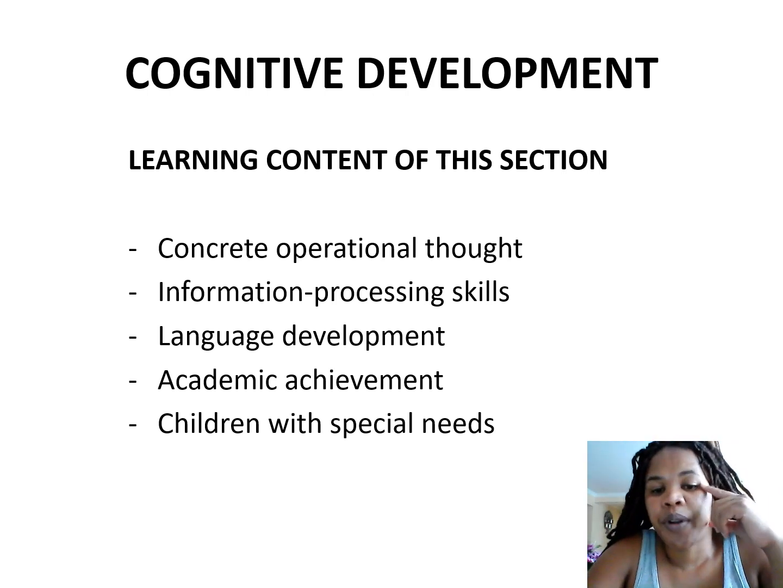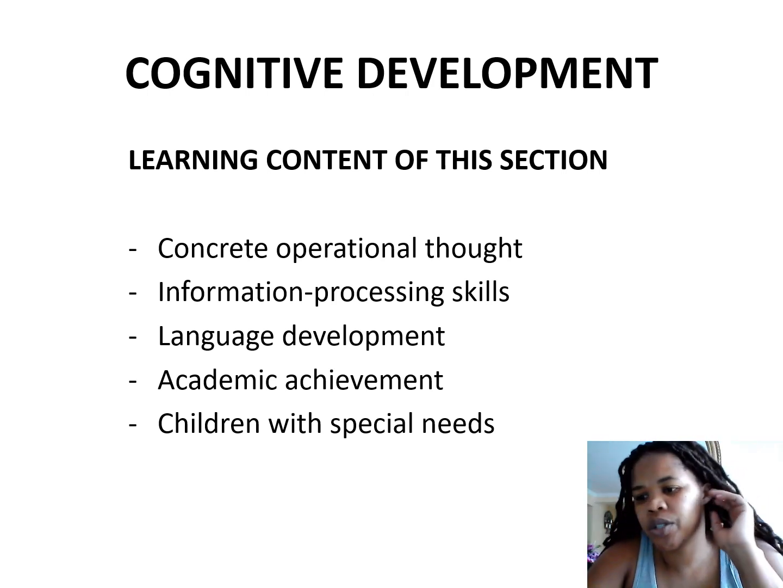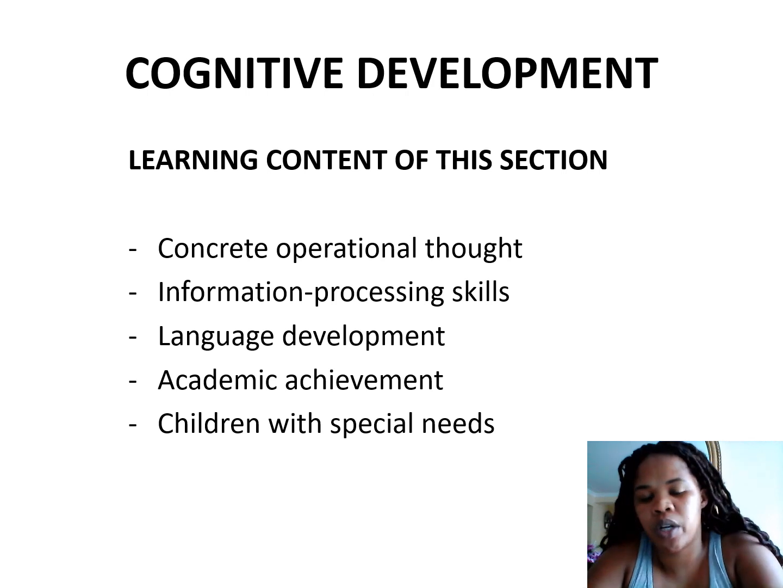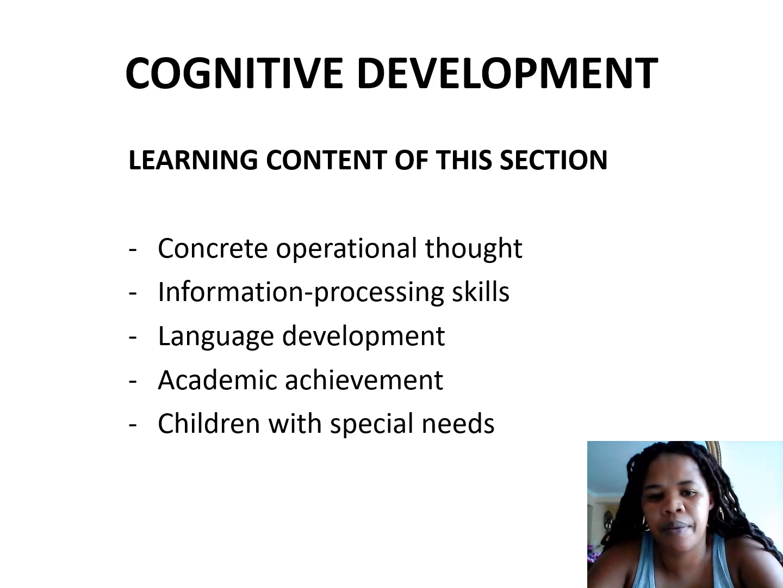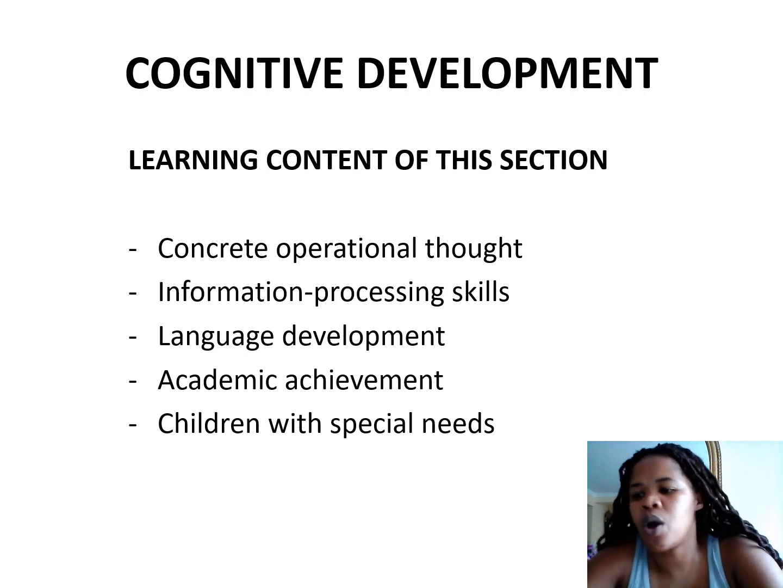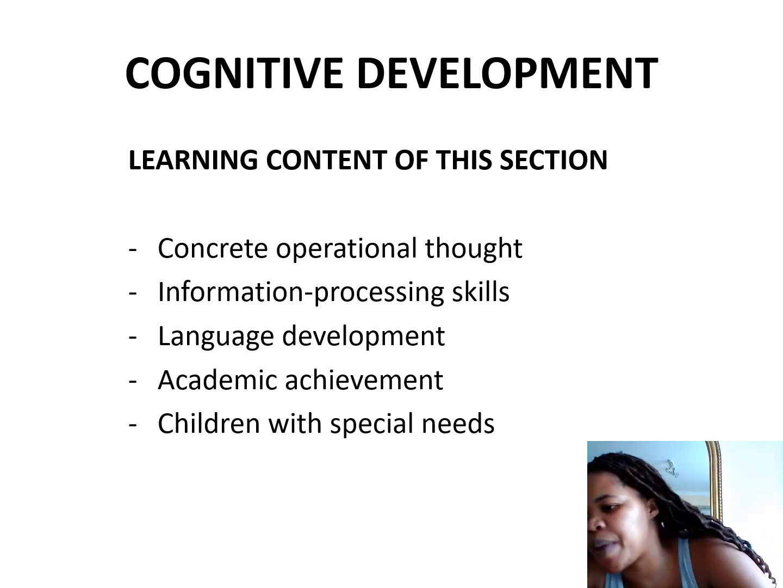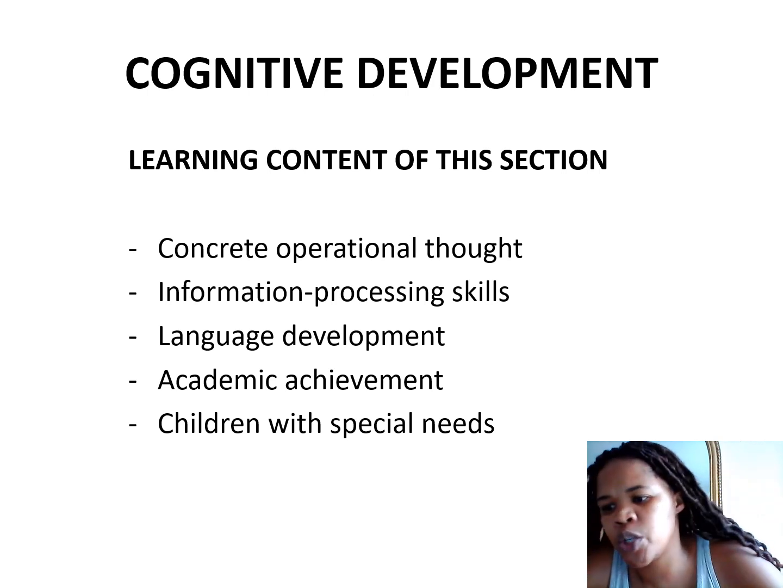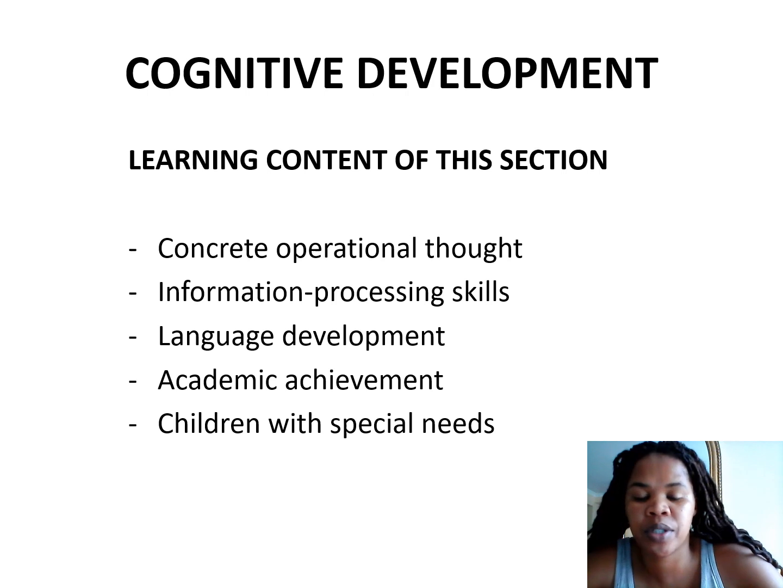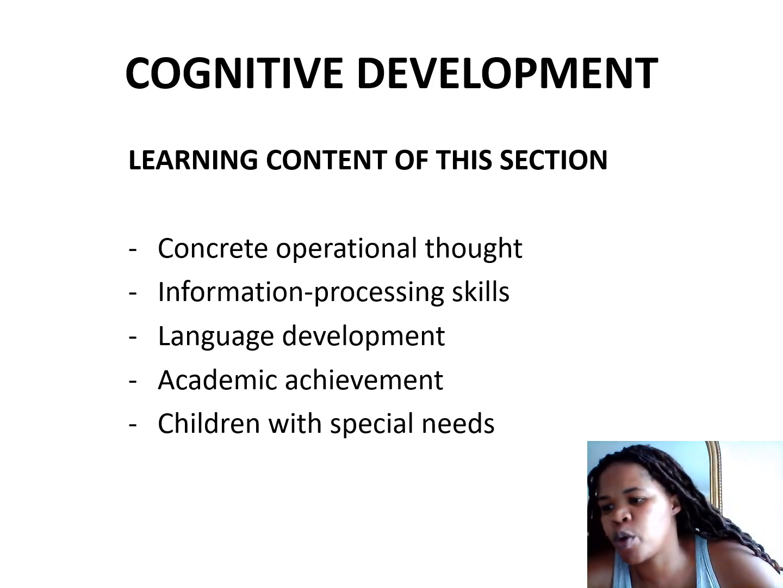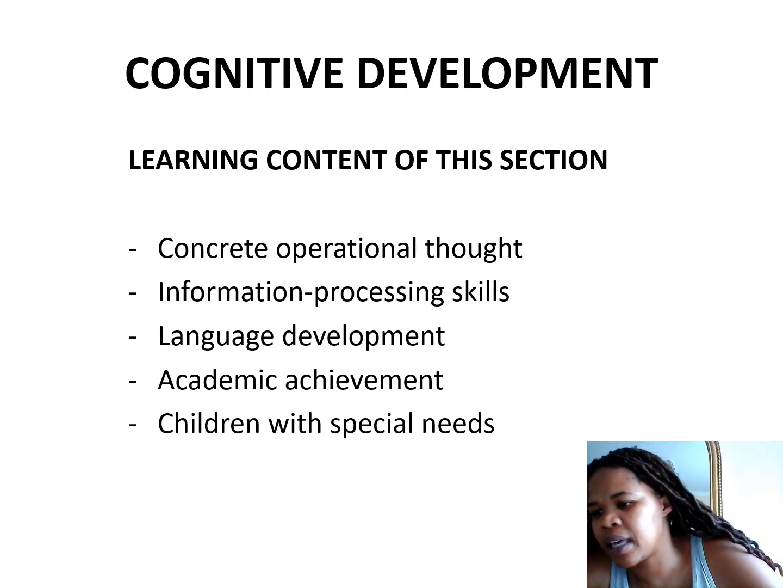Okay, so concrete operational, we're going to talk about Piaget's theory of the concrete operational stage. And then we're going to go to information processing, language, and academic achievement. The concrete operational stage spans ages 7 to 11 and signifies the stage in which children start using mental operations to solve problems and to try to reason. Mental operations are strategies and rules that make thinking more systematic and more powerful.